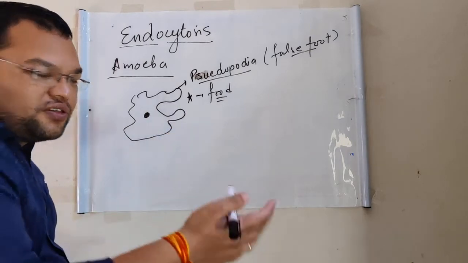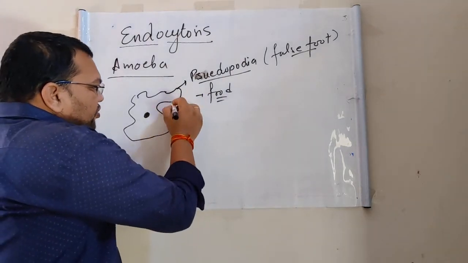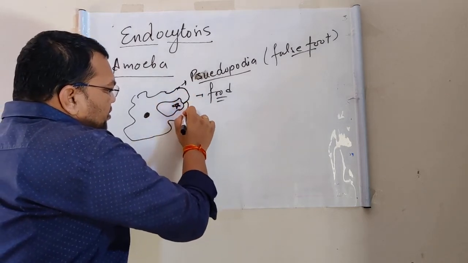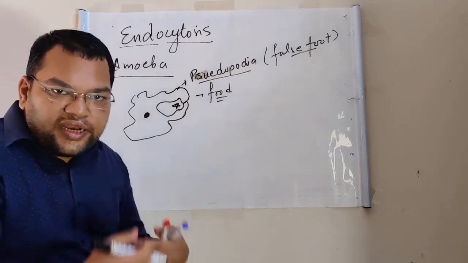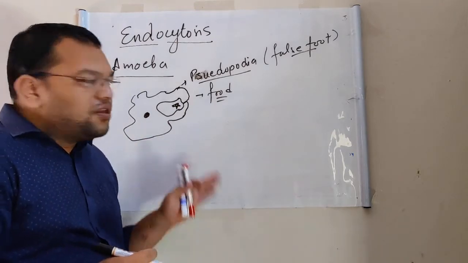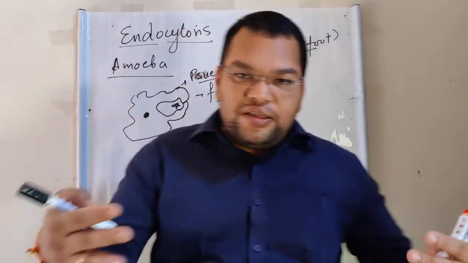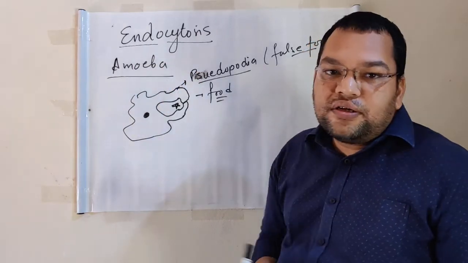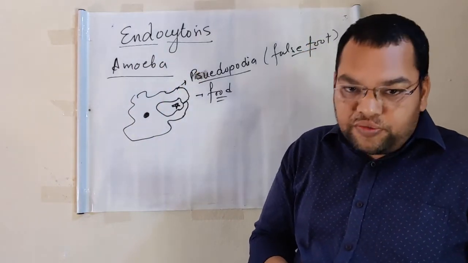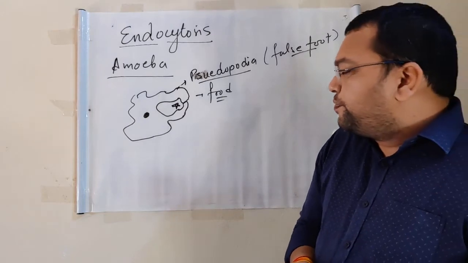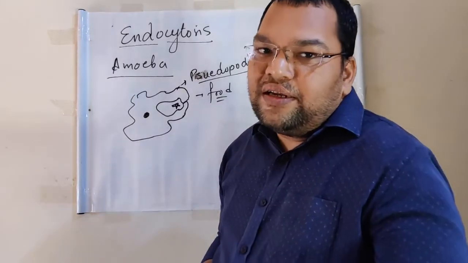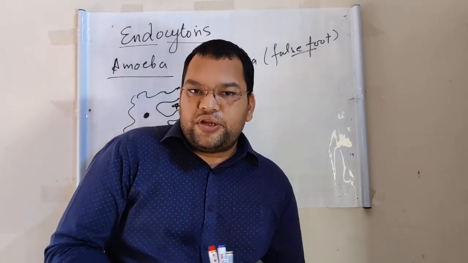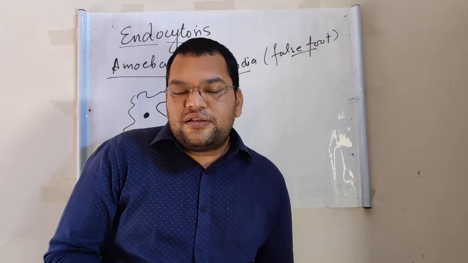Now afterwards, after some time, these arms are going to cover the food, and the food is going to be taken inside the amoeba. That process of taking food from outside into the cell is known as endocytosis. So that is the plasma membrane for you. I covered all the aspects of the plasma membrane in the previous video and in this video.